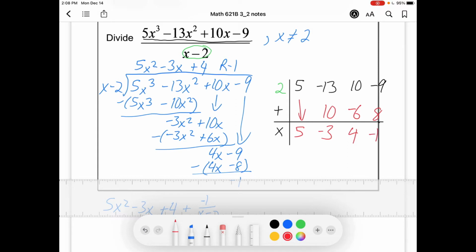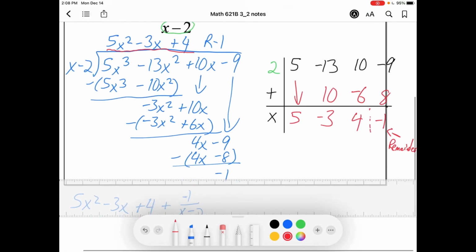Now, if you look at those numbers, and you look at the numbers in the answer over here, they're the same, right? I'm going to put some little dots here. Here's what I get. This last number is going to be my remainder. And these are the coefficients of my quotient.